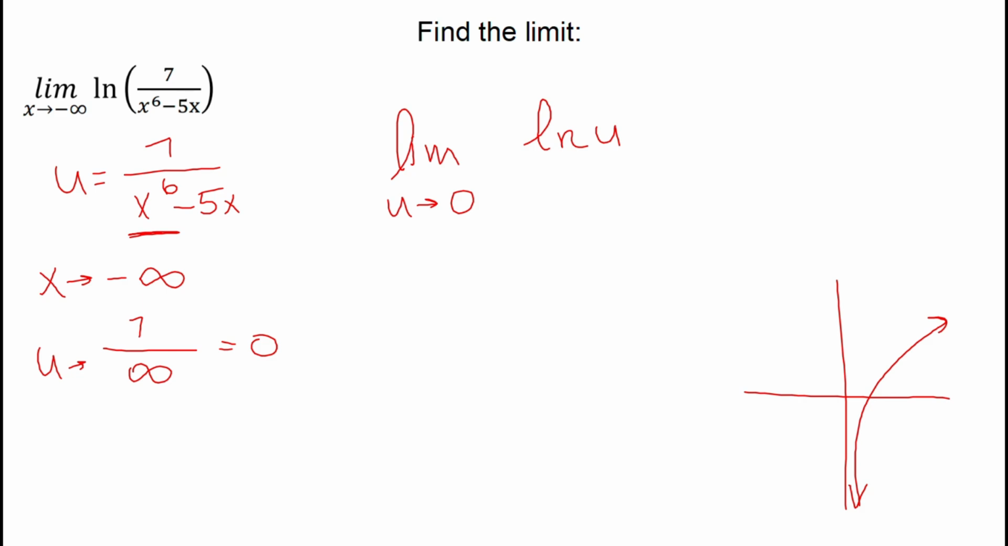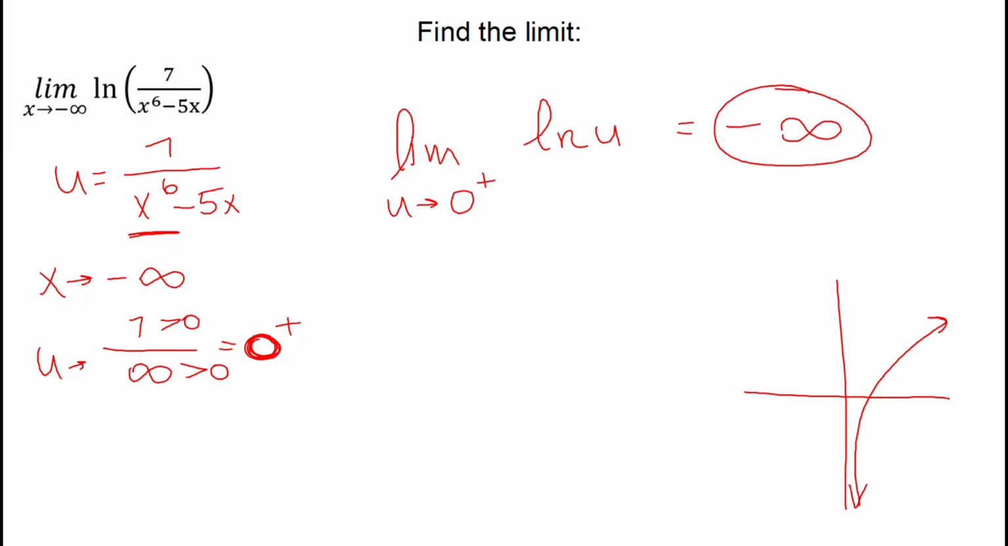So we have to be a little bit more careful and note that 7 is positive and infinity is positive. And if I take a positive number and divide it by a positive number, it will always be a positive number, which means if I'm approaching 0 but I'm always a positive number, I would be approaching 0 from the right-hand side. So this is actually a limit as u approaches 0 from the right-hand side of natural log of u, which we can see here. It goes down at that vertical asymptote to negative infinity.